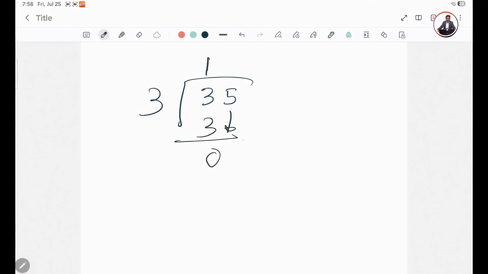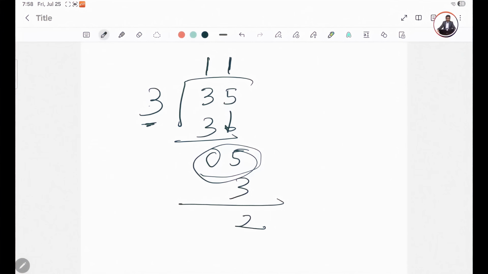So here, now look at that. If you want to divide 35 divided by 3, you need to find how many 3's go inside 3, which is 1. 3 times 1 is 3. 3 take away 3 is 0. And bring 5 down. And then how many 3's go inside number 5? You get 1. 3 times 1 is 3. So 5 take away 3 is 2.